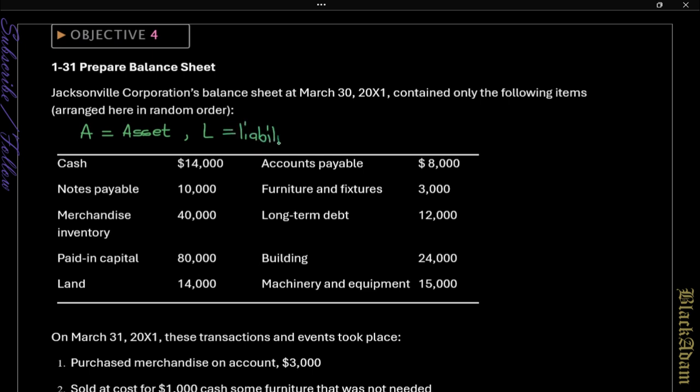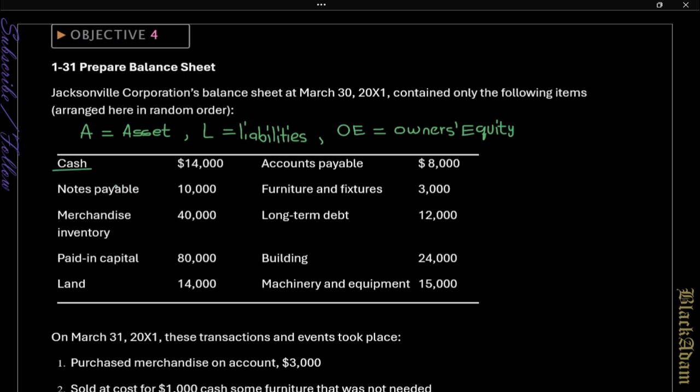L is for liabilities, and then we have OE for owners' equity. In this case it's a corporation, so that's owners' equity for a corporation or company.